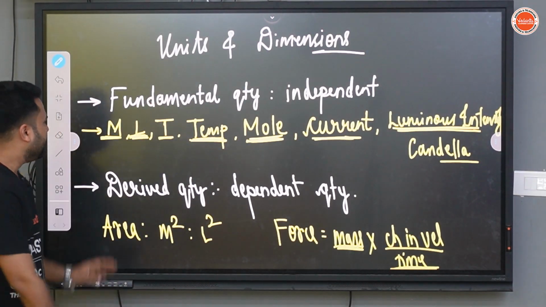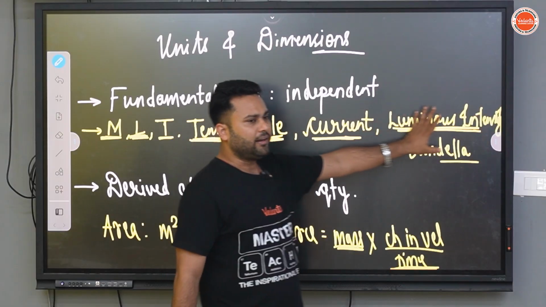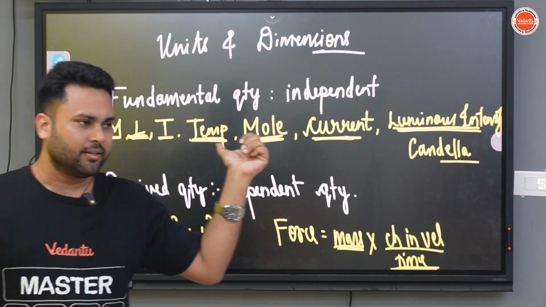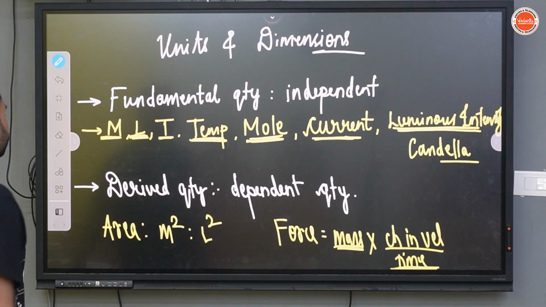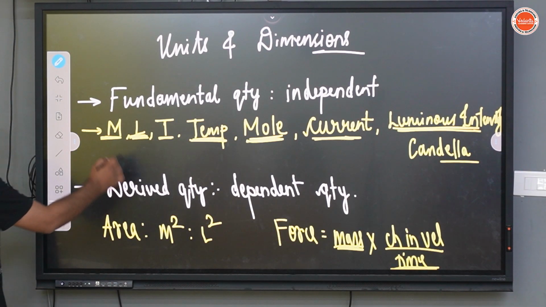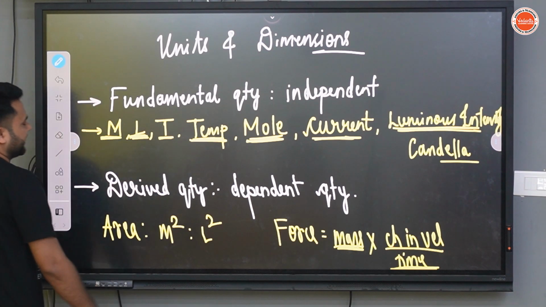Always remember that these 7 are fundamental. Anything you get other than these will be a derived quantity. So you just remember these 7 fundamental quantities.